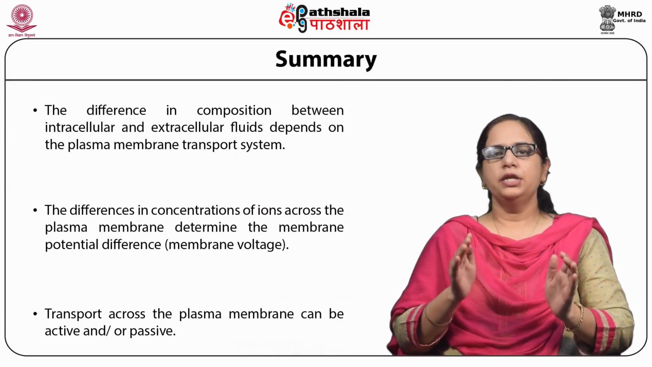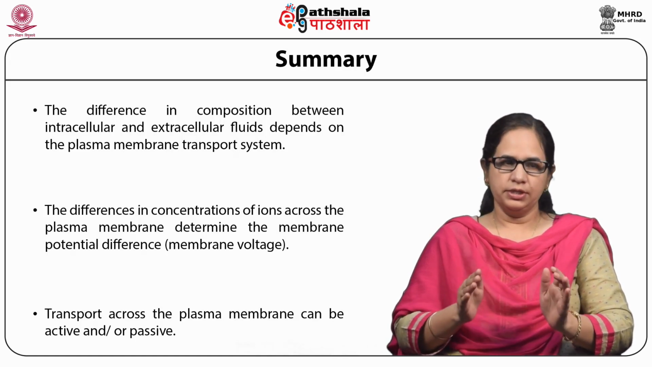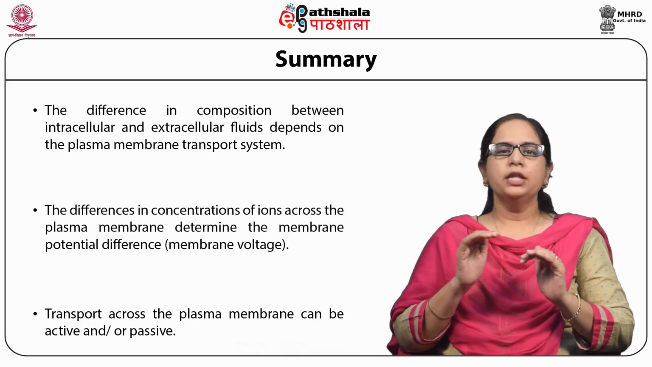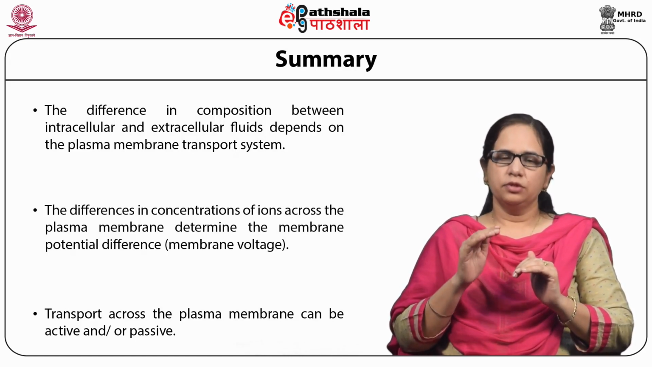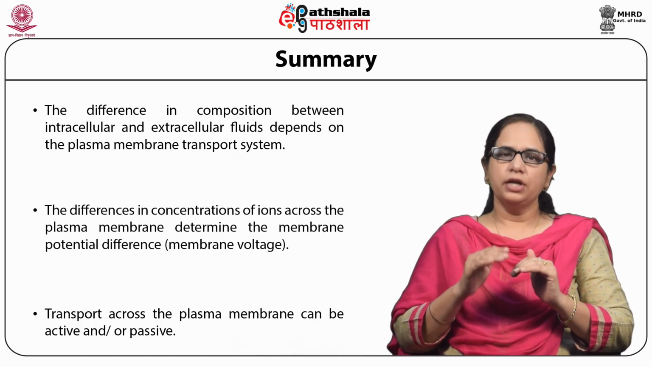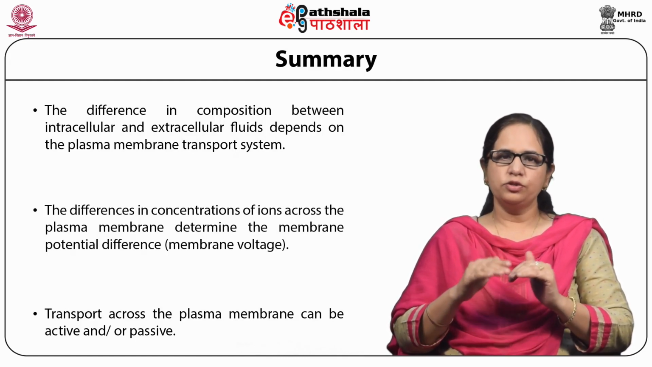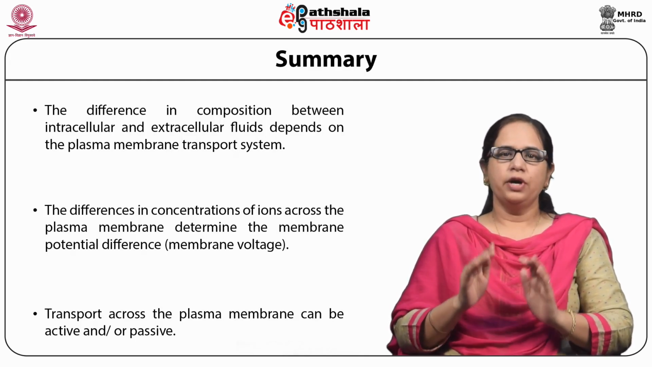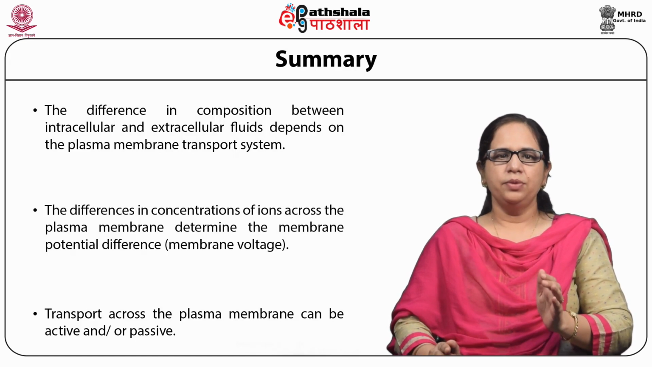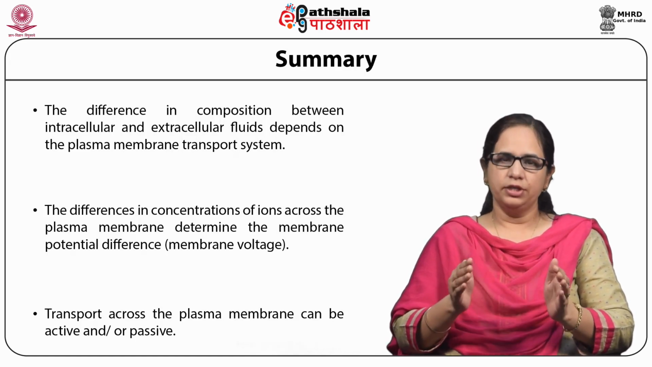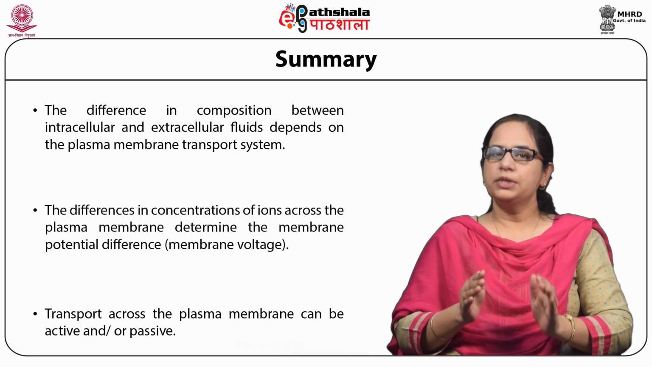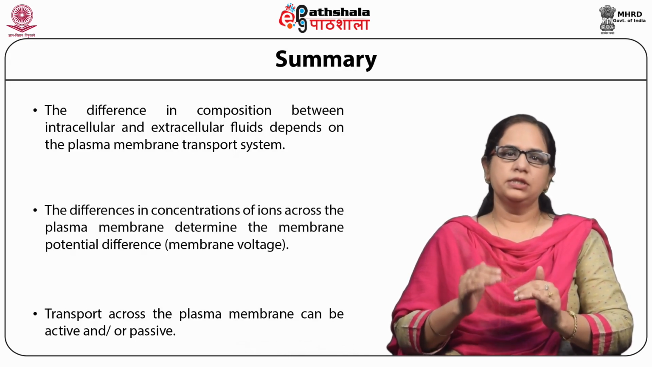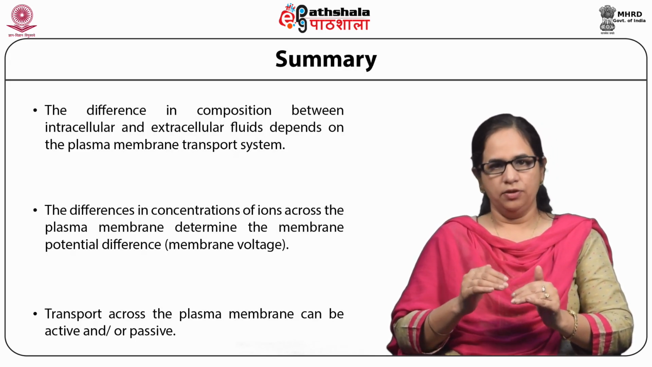Because the plasma membrane is made up of lipids and proteins, and lipids make up the hydrophobic part of the membrane, and the proteins are the candidates which make the transport of other molecules across the cell membrane possible. The difference in the concentration of ions across the plasma membrane determines the membrane potential difference, or the membrane voltage, because we know that the sodium concentration is higher outside the cell membrane and potassium concentration is higher intracellularly.